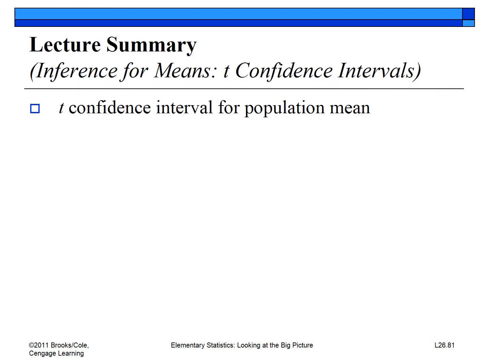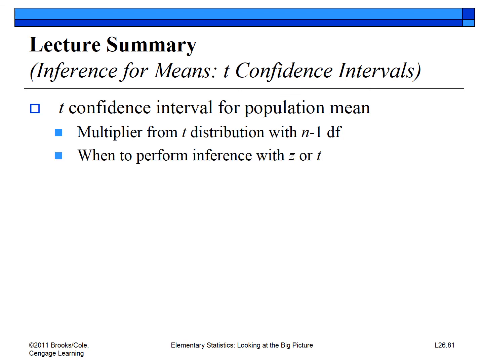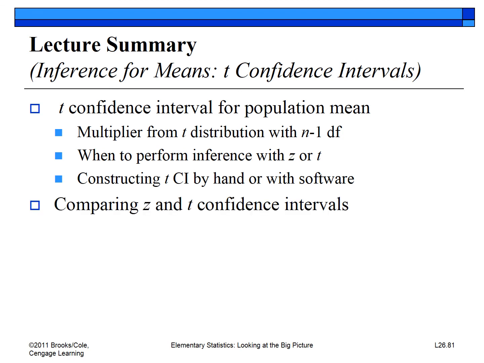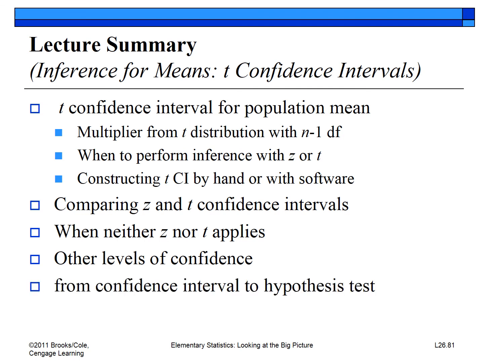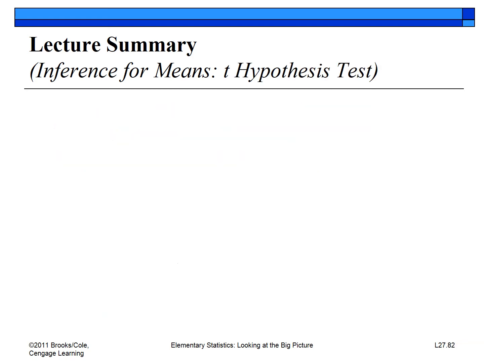In summary, the t confidence interval for population mean chooses a multiplier from the t distribution with n-1 degrees of freedom. We talked about when to perform inference with z versus t. We talked about constructing confidence intervals from the t distribution both by hand and with software. We looked at the comparison between z and t confidence intervals. We talked about when we can't apply either one of these techniques. We talked about finding other levels of confidence besides 95%, and we transitioned from confidence intervals to hypothesis tests. And we talked about doing the t-test by hand.